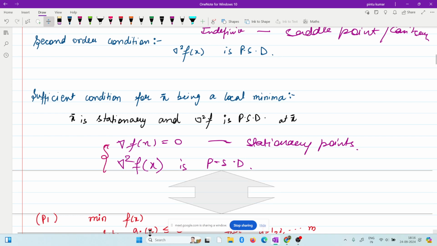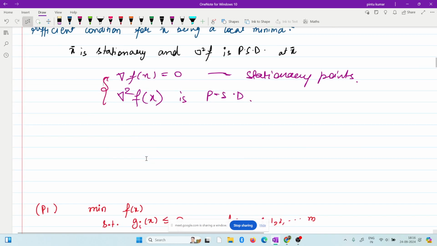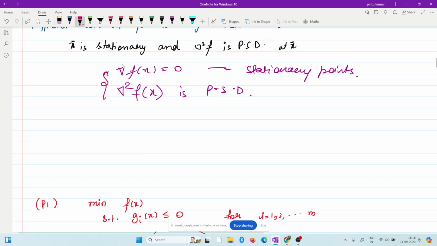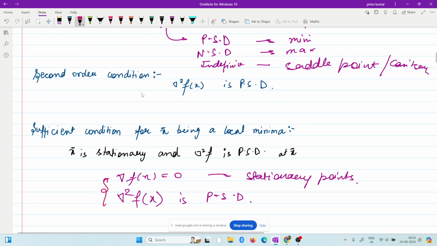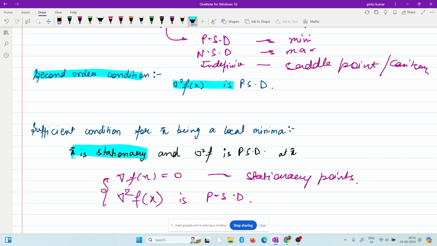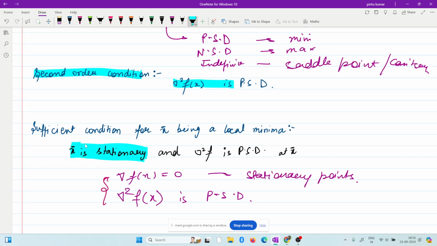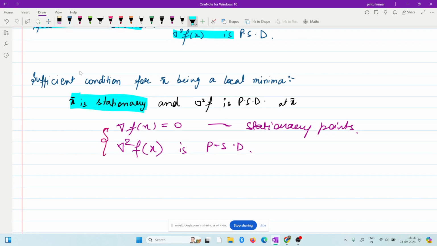In the instruction given by the professor in the course, you might have heard that he says the second order condition is a necessary condition, and if you mix it with the condition that x bar is a stationary point, then only it becomes a sufficient condition. So don't get confused by this.